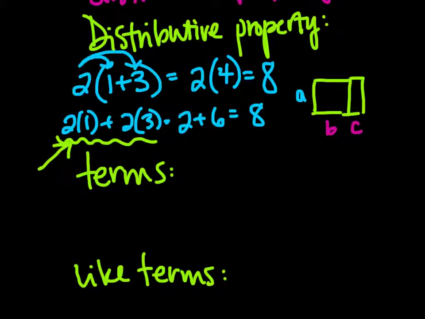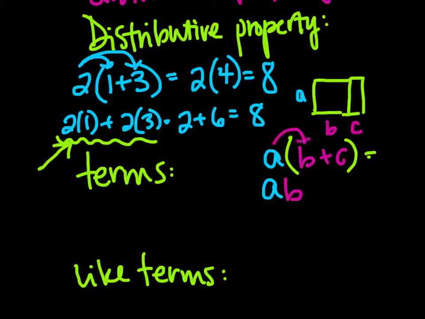So I could say we have a times b plus c. Well, we could rewrite this as saying, I could also say this is a times b, this little bit, plus a times c, and get the same answer. So these are equivalent expressions.